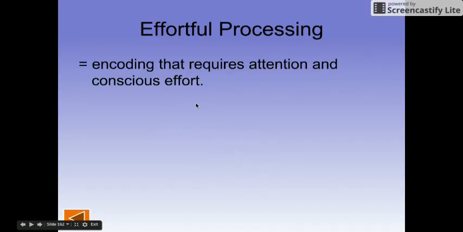Now, some memories we need to have what's known as effortful processing. These are the memories that require our attention and an actually conscious effort. This is the hard stuff. This is the grunt work. This is your flashcards from your summer vocabulary. This is your SAT prep for your SATs. This is your understanding of certain literature terms, certain math concepts. This is effortful processing. This is processing of memories that requires some attention, some focus, and some conscious effort.